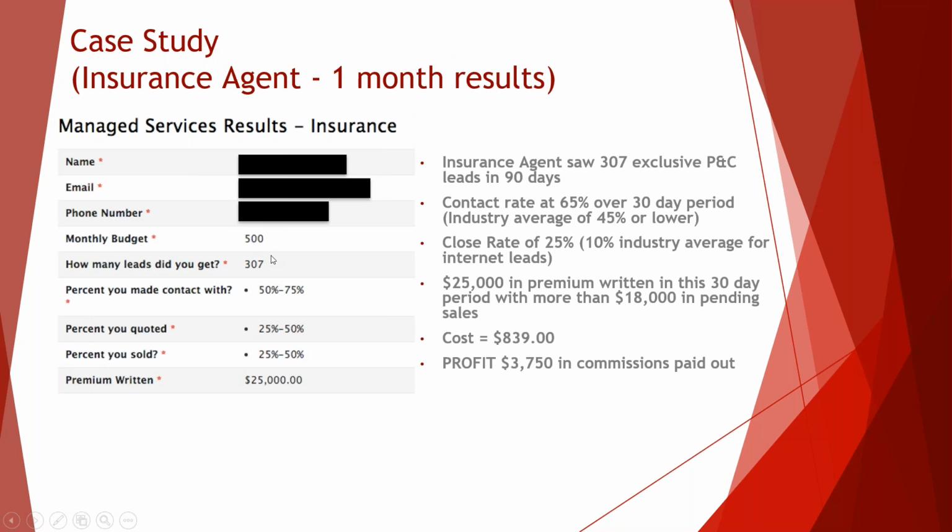Here's another managed service, $500 for the month. Ended up with 307 leads. Wrote $25,000 of premium. They contact 50 to 75%. You're looking at contact rates of 65% over 30 days. The close rate of 25%, where the industry average is less than 10%. $25,000 premium written in a 30-day period, with 18,000 more of pending sales, pending life issues that were coming. So total spend was $839 because you had some other ad campaigns and cost in there, but total profit of $3,750 of commissions paid out.